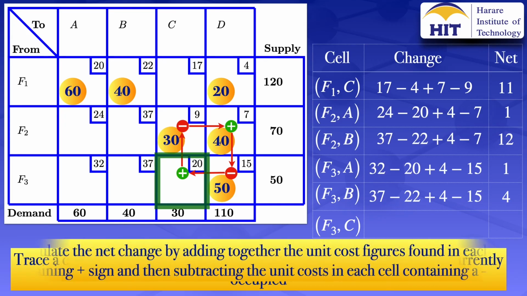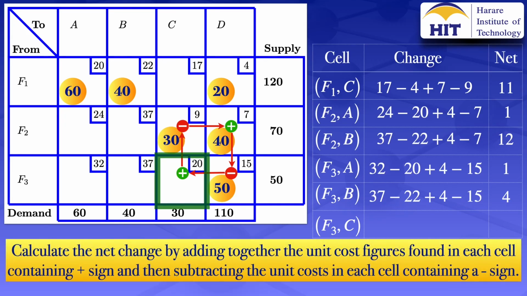We then go on and calculate the net change. Where we have the positive signs, we add those unit costs, and where we have the negative signs, we subtract the unit costs. And therefore, our change there will be 20 minus 9 plus 7 minus 15, and that will give us a net change of 3.